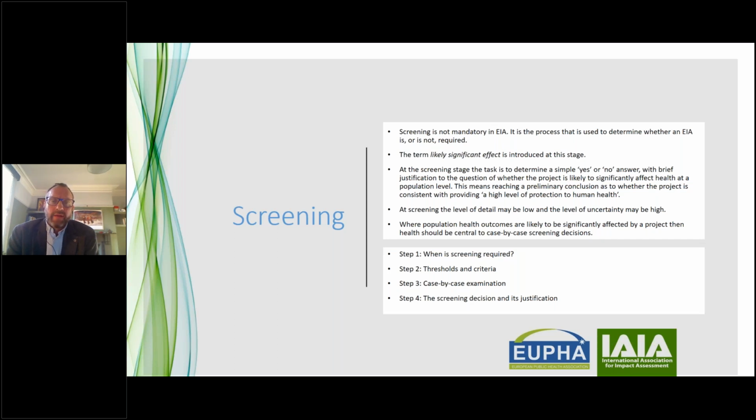And as you can see, it says screening is not mandatory in EIA, but it is the process that is used to determine whether an EIA is or is not required. And what we have tried to do in this document is to spell out, in what we hope is a useful level of detail, the requirements of the EIA Directive.